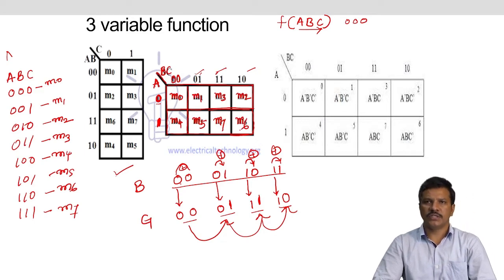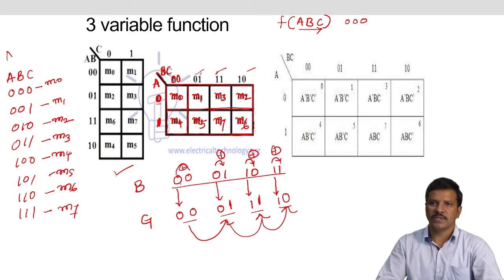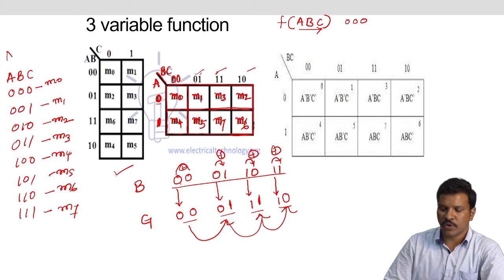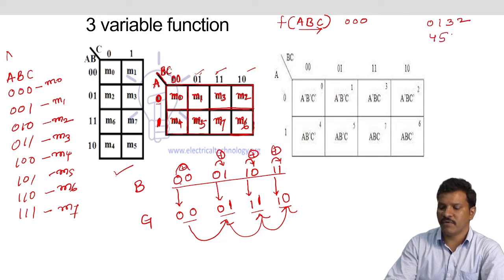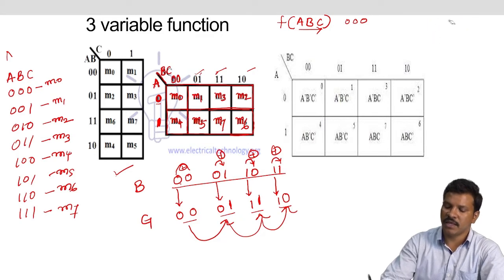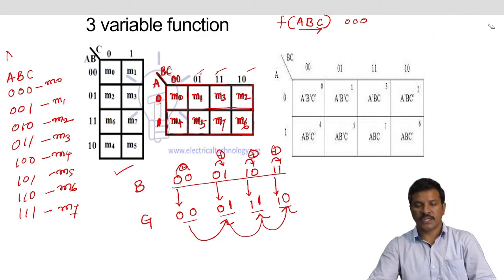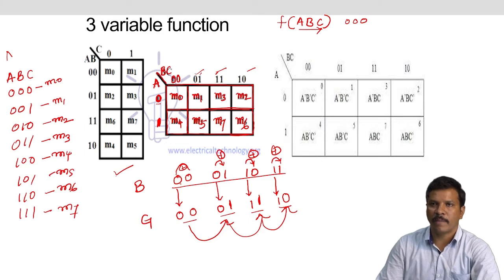This is 0 1 3 2 4 5 7 6. It is very simple to remember: it is 0 1, then only one bit interchange in the sequence 0, 1, 2, 3, so we have 0, 1, 3, 2. And 4, 5, and instead of 6, 7, we have 7, 6. So 4, 5, 7, 6. That is the order of the minterm representation in the square boxes of the Karnaugh map.